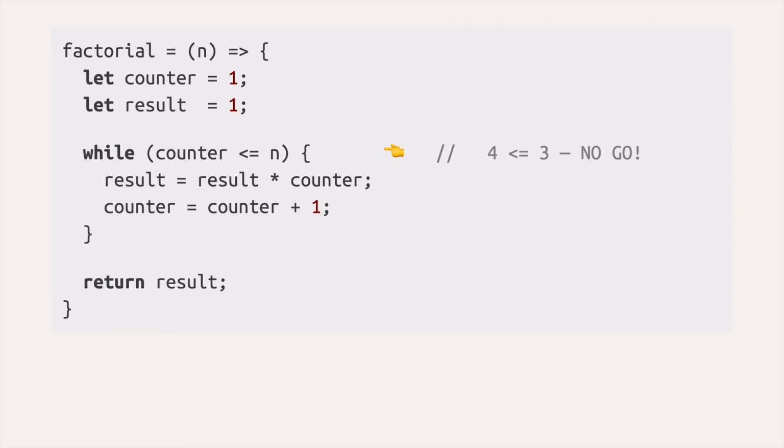Go back and check. Counter is 4, it's not less than or equal to n, so don't repeat anymore and continue to the next line in the program. Return result. 6. Computer does this billion times faster, but does the same thing. This kind of defined repetition is called an iteration in general. Our program uses iteration to calculate a factorial.